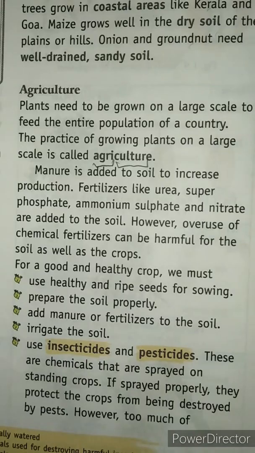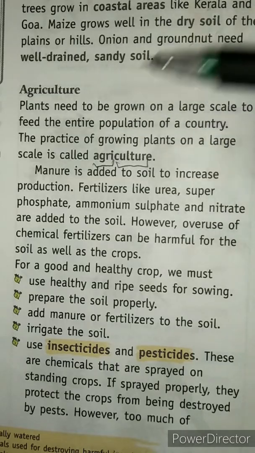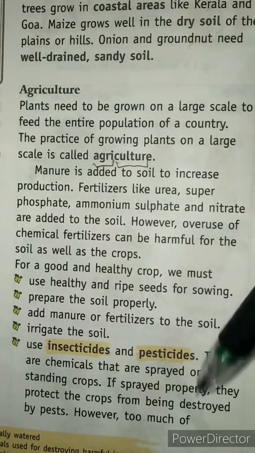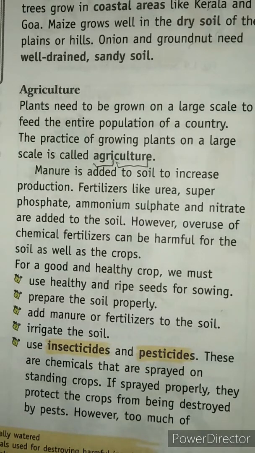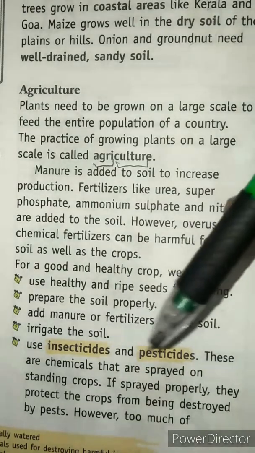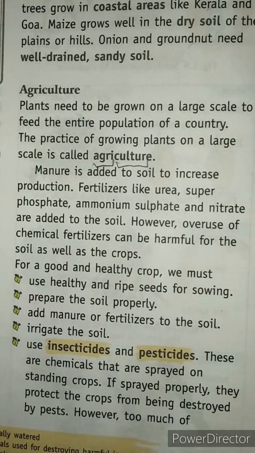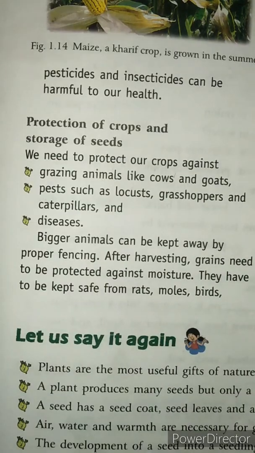Next, we have to add manure or fertilizers to the soil so that our crops grow better. Next, irrigate the soil, that means give water according to the crop requirements. Next, we have to use insecticides and pesticides, so that insects and pests would not harm your crops, right? Next, we have protection of crops and storage of seeds.